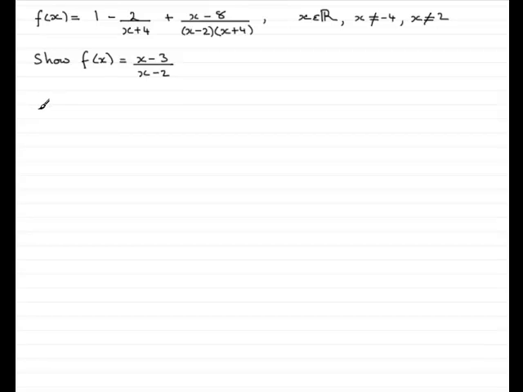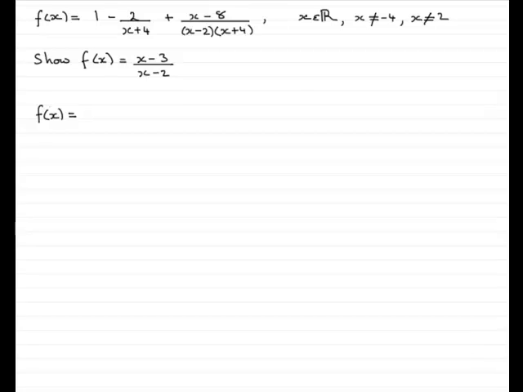Well, first of all, I'd write out that f of x is equal to, and what we need to do is put this all over the same common denominator. All our fractions must have the same denominator. I notice that x plus 4 is already a factor of this denominator here. So what I need for a common denominator is an x minus 2 and an x plus 4.